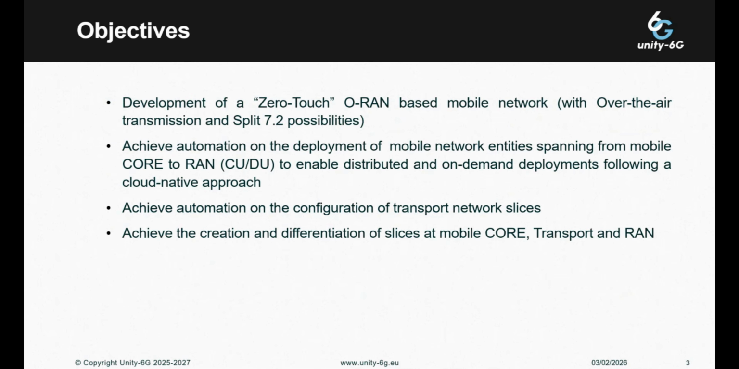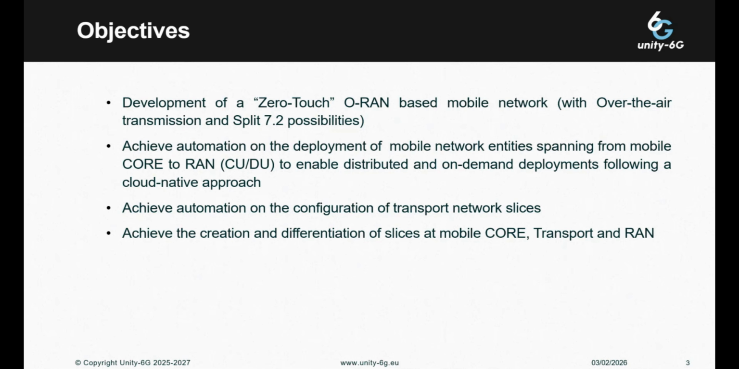So, given this context, the objective of this demo was to create an almost zero-touch srsRAN-based mobile network with over-the-air transmission capabilities and split 7.2 possibilities. Then achieve automation on the deployment of the mobile network entities, spanning from the mobile core to the RAN, and enable distributed and on-demand deployments, also with slicing capabilities using cloud-native artifacts.